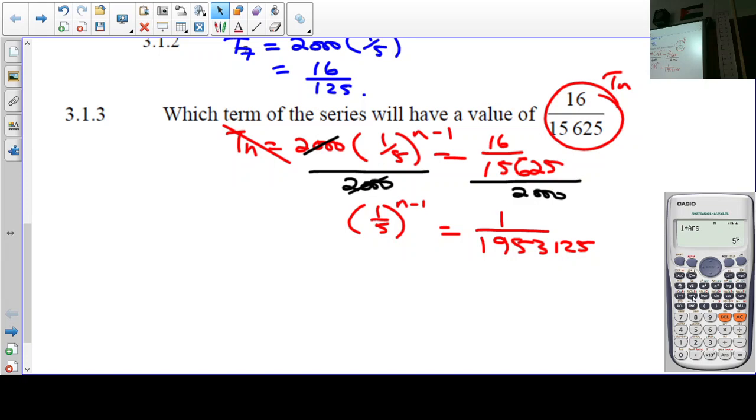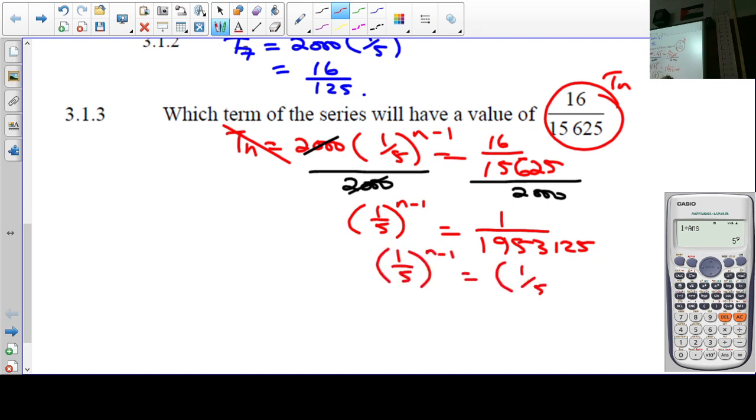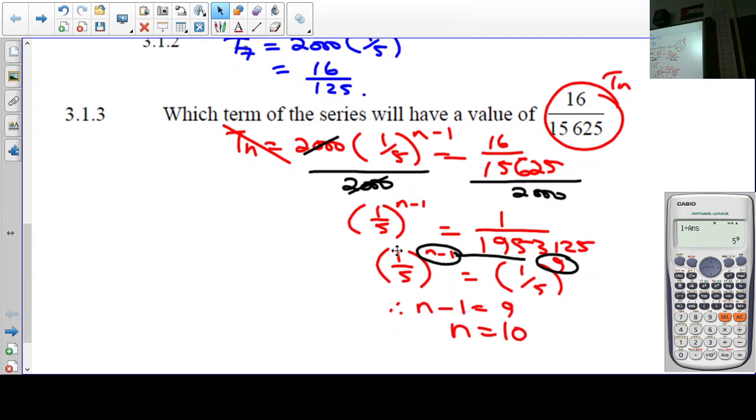Can you see? So that is going to be 1 over 5, of course, then to the n minus 1, is equal to 1 over 5 to the exponent 9, because 1 to the exponent 9 is 1. Okay? So when bases are the same, exponents of course are equal. So therefore, n minus 1 is equal to 9. N has to be equal to 10. So that means to say the 10th term of the sequence holds a value of 16 over 15,625.